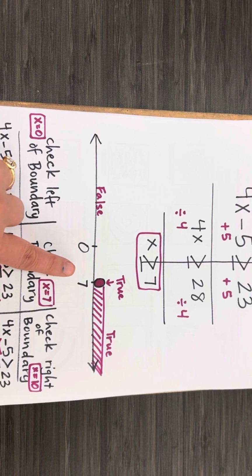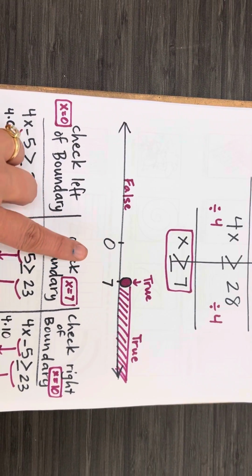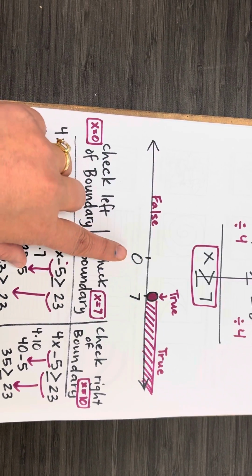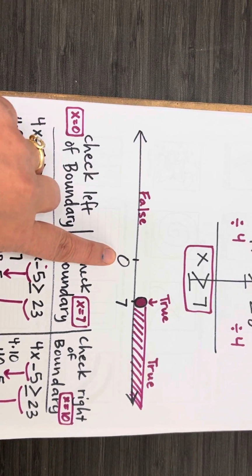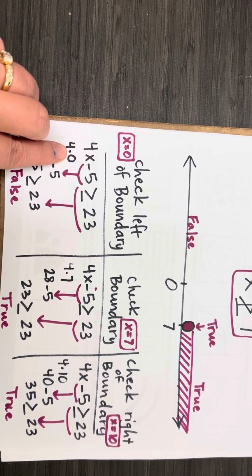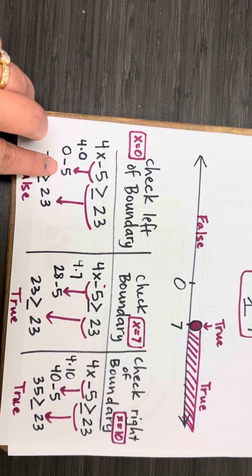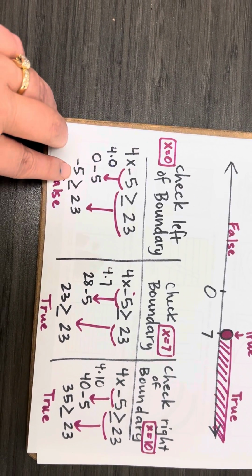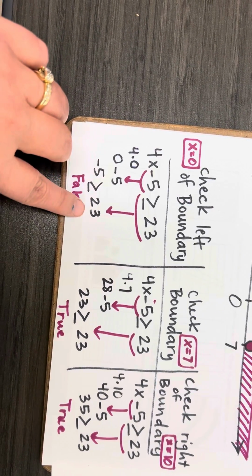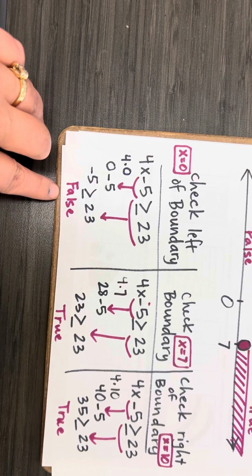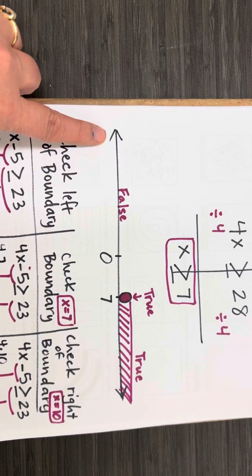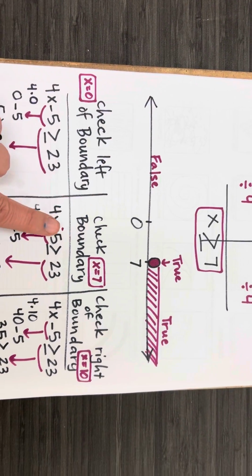Now I have to check to see if I did everything correctly. So on the left side of my boundary, I will pick the number 0. That's an easy number to check. So I'm going to go ahead and do 4 times 0. That gives me a 0. Bring the minus 5 down. 0 minus 5. That's negative 5. Bring the rest down. So negative 5 greater or equal to 23. And that's false. And this false matches my number line because to the left of the boundary, I did not shade.